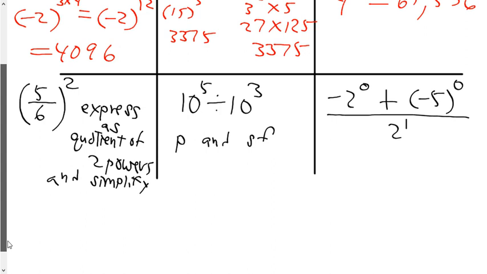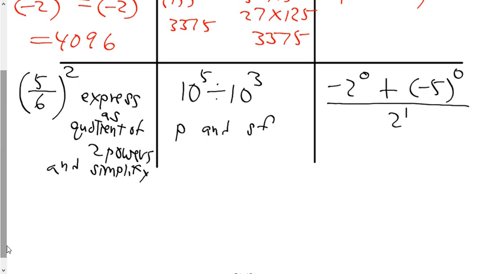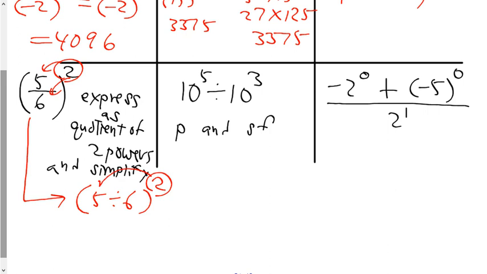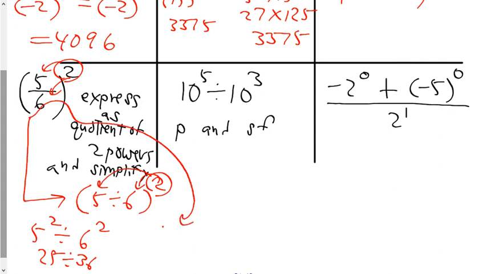Our last 3 questions, we have a fraction to an exponent, or another way to think of it, conversely, we can think of it as being 5 divided by 6 to the exponent of 2. Both are the same thing. If we think of it as a fraction, we're just allocating that 2 to the numerator and denominator. If we're thinking of it as a division, we can do the same thing. So expressed as a quotient of 2 powers, we're going to have 5 squared divided by 6 squared, or 25 divided by 36. If I did it this way, I have 5 over 6 times 5 over 6, which is 25 over 36.